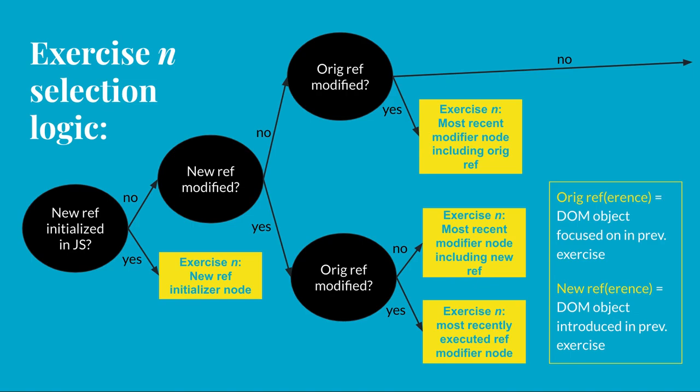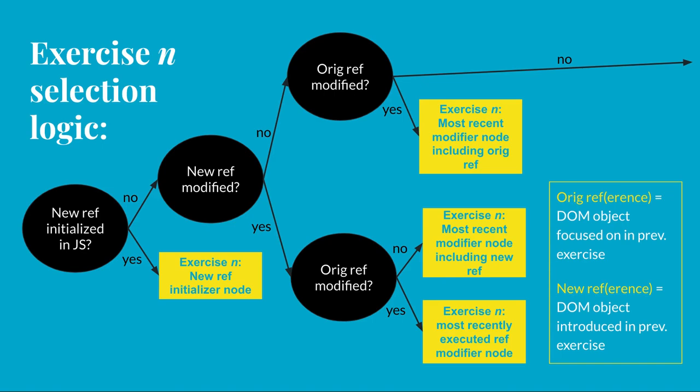So if we have just one extra, let's say in this case, now instead of one we have two, so one extra DOM object that is being referred to. The logic I'm about to explain should be able to work with an arbitrary number of DOM objects, but just with more layers of this kind of checking, so there'll be more branches in the decision tree. But for simplicity, we'll just discuss the case where there are two DOM objects. The original reference is that red div that we've been talking about. And the new reference is the DOM object that was introduced in a previous exercise.